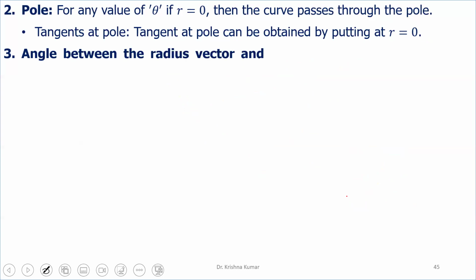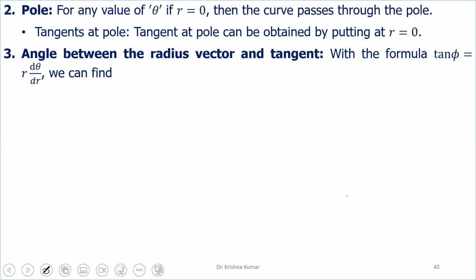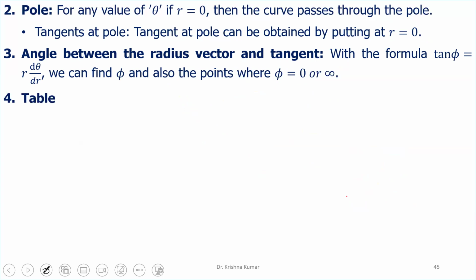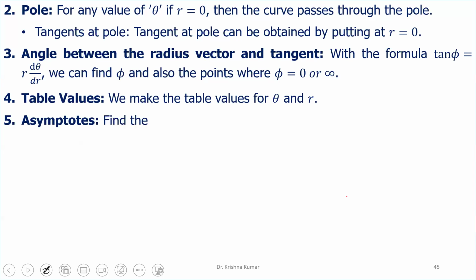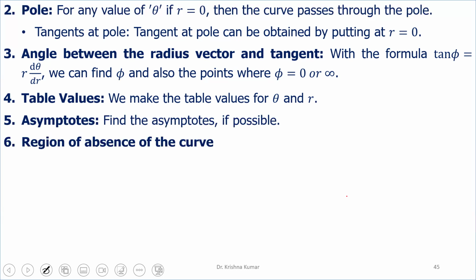Next, the angle between the radius vector and the tangent. With the formula tan phi equal to r d theta by dr, we can find phi and also the points where phi is 0 or infinity. Then we make a table of values for theta and r. Then we try to find the asymptotes if possible. And the last one is the region of absence of the curve.